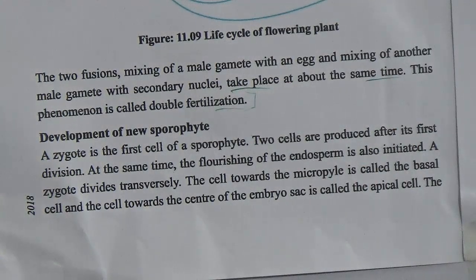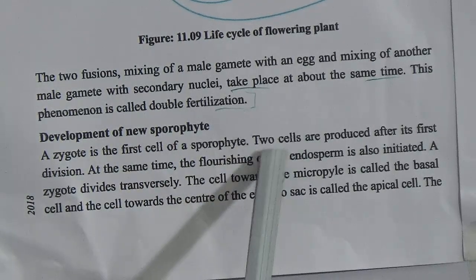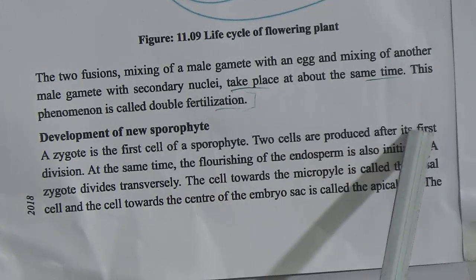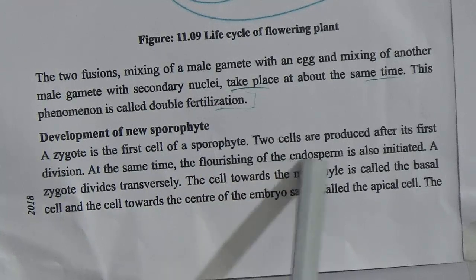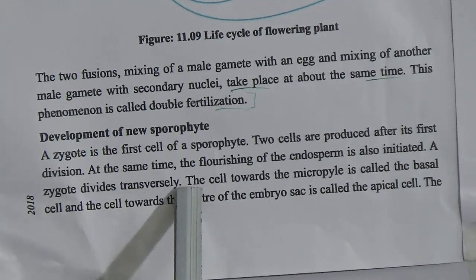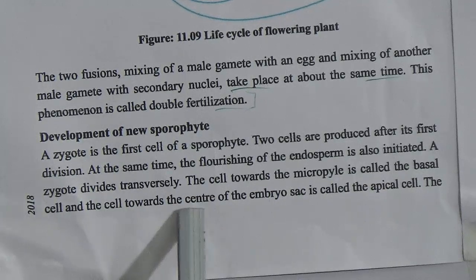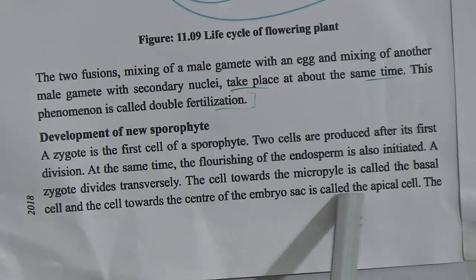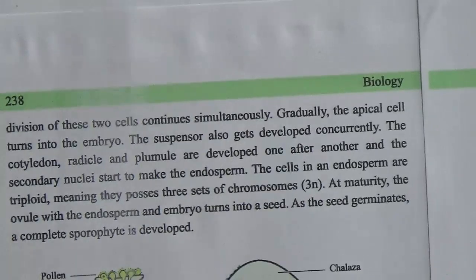Now, development of the new sporophyte. A zygote is the first cell of the sporophyte. Two cells are produced after its first division. At the same time, the development of the endosperm is also initiated. The zygote divides transversely. The cell towards the micropyle is called the basal cell, and the cell towards the center of the embryo sac is called the apical cell. The division of these two cells continues simultaneously.